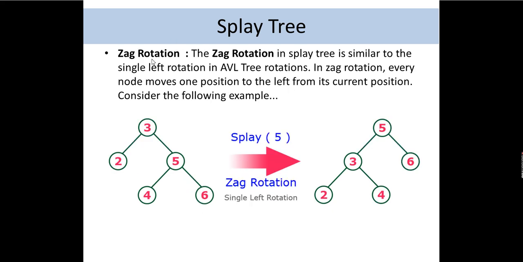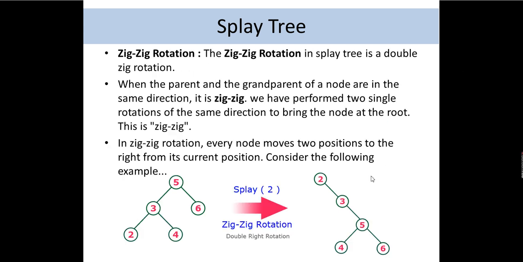Then we have a zag operation. The zag is a single left rotation. Remember, zig is a single right rotation, zag is a single left rotation. So when we have a splay 5, then this 5 is moved to the left side on the top and other elements are pushed down. So this is my zag operation.